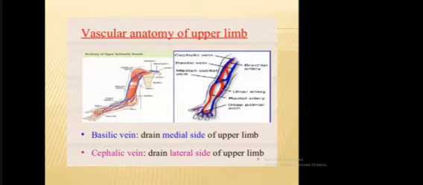Then there is a branch of the axillary artery. In the venous system, we can see that on the lateral side there is the cephalic vein and on the medial side the basilic vein. So the radial artery, ulnar artery, brachial artery, cephalic vein, basilic vein and median cubital vein are the major venous and arterial systems in the upper limb. The basilic vein drains the medial side of the upper limb and the cephalic vein drains the lateral side of the upper limb.